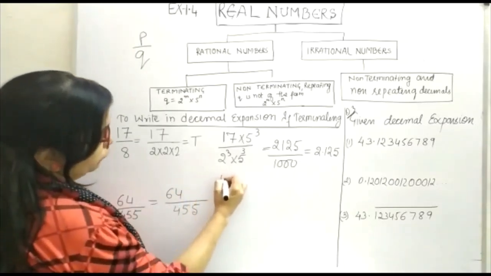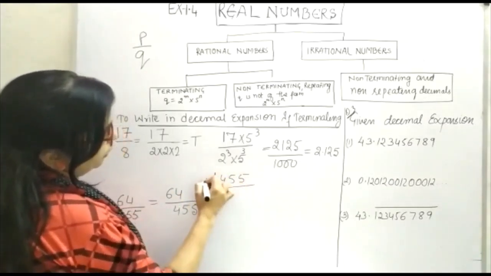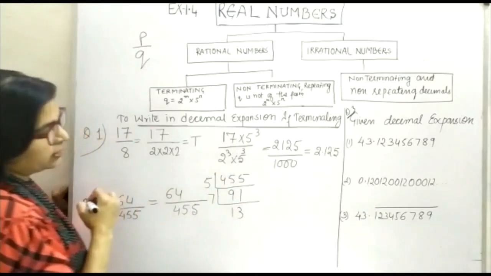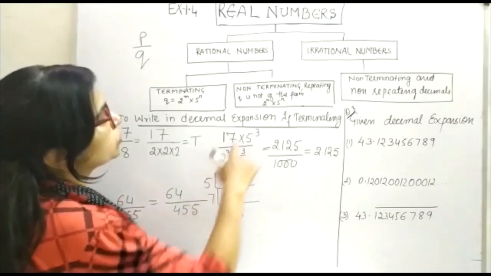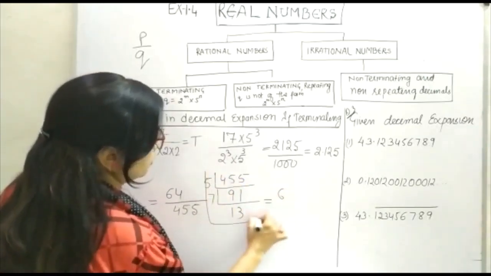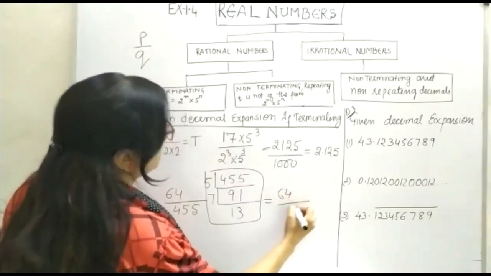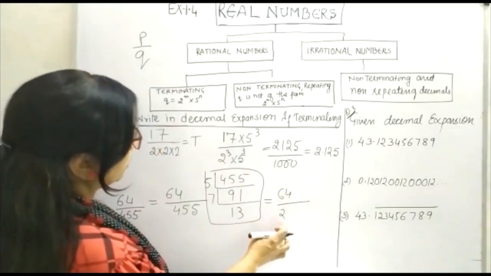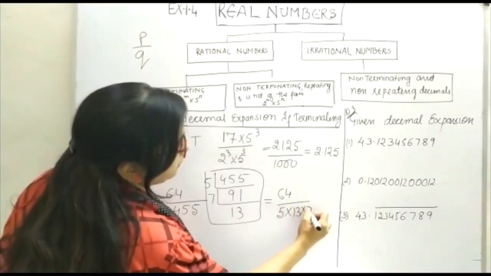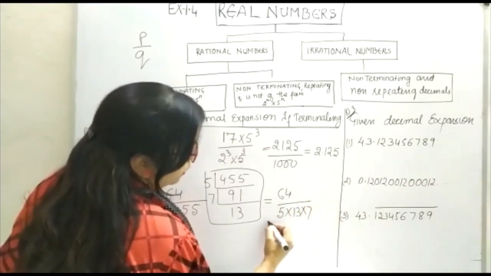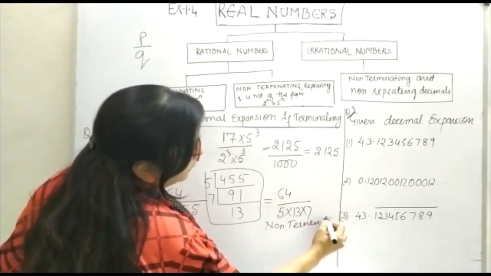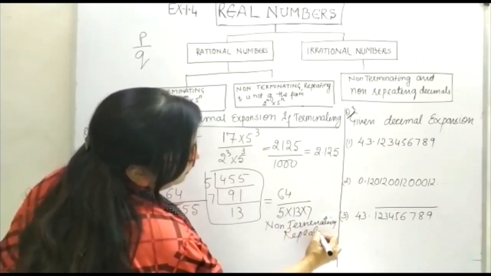Now let us move on to another question, that is 64 upon 455. Find out the factors of 455. When you divide 455 by 5, you get 91, then again by 7 and 13. You can see that this is not of the form 2 to the power m into 5 to the power n. So the factors are 5, 7 and 13, and you will write this as non-terminating repeating.